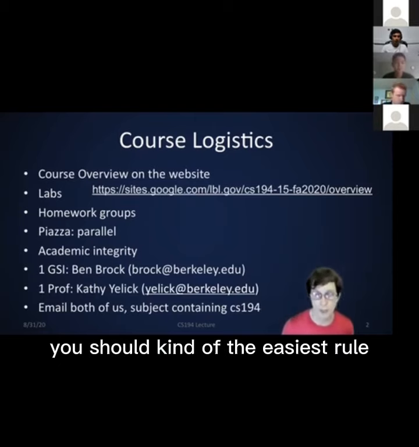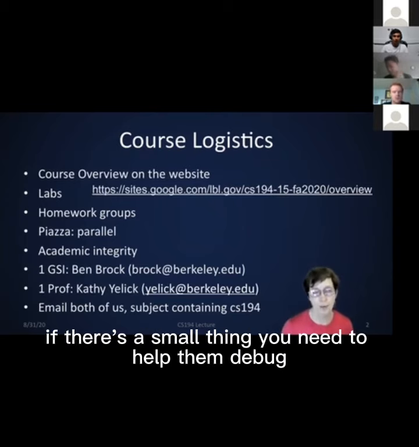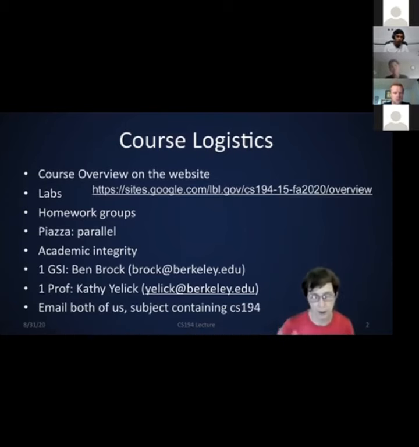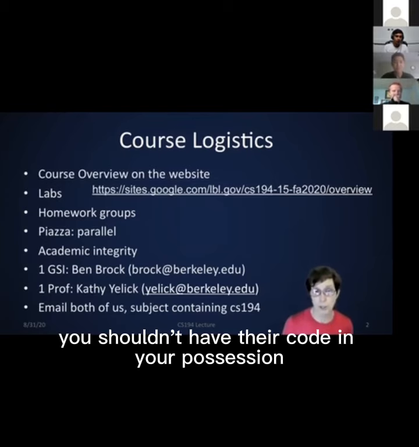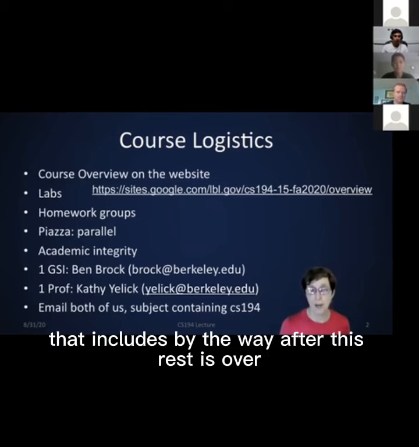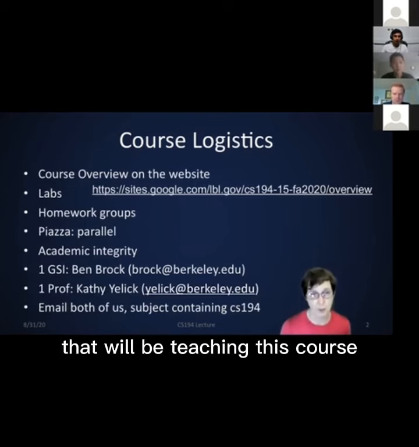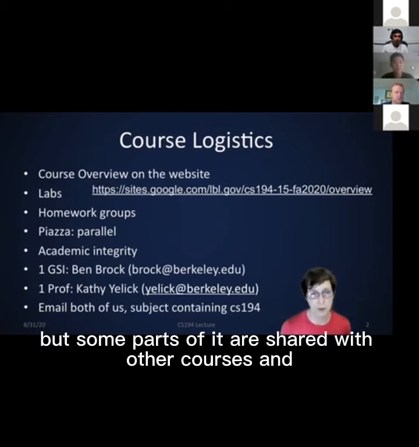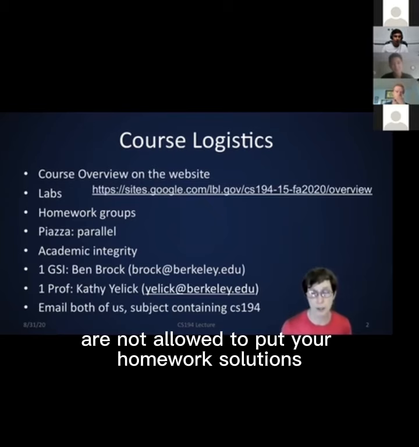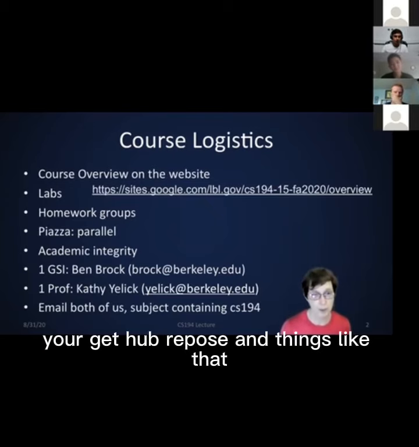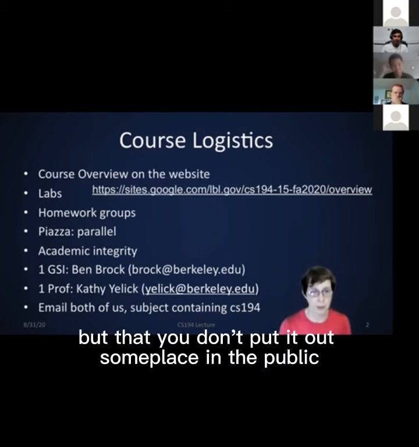The easiest rule is never have anybody else's code. You shouldn't really be showing them your code. If there's a small thing you need to help them debug, like an error message that you're looking at, I understand that, but you shouldn't have their code in your possession, and you should never give your code to anybody else. That includes, by the way, after the semester is over. I don't know the next time that we'll be teaching this course, but some parts of it are shared with other courses, and you really are not allowed to put your homework solutions in public. So make sure your GitHub repos and things like that, well, presumably in the class that's all private, but that you don't put it out someplace in the public.